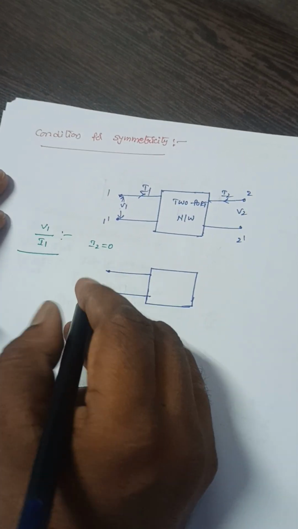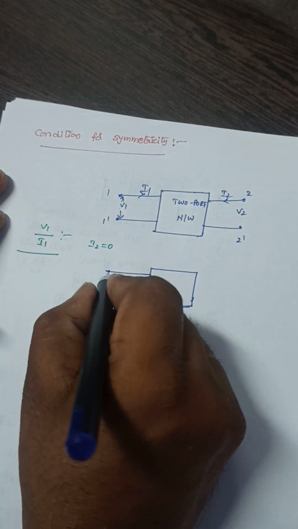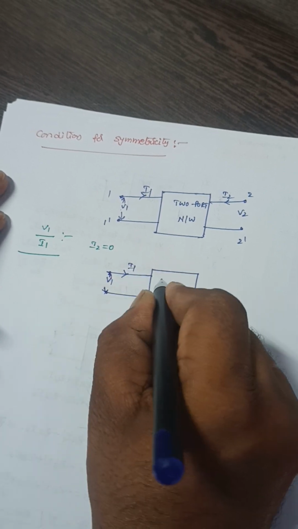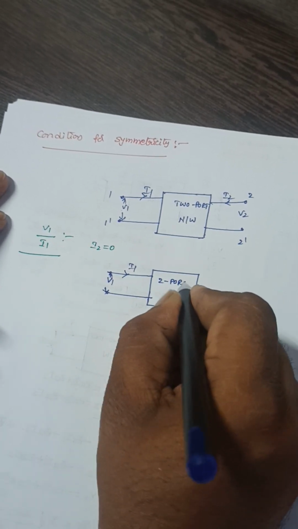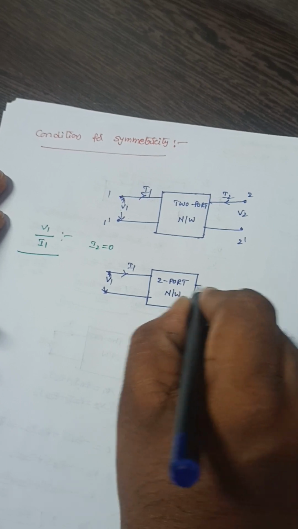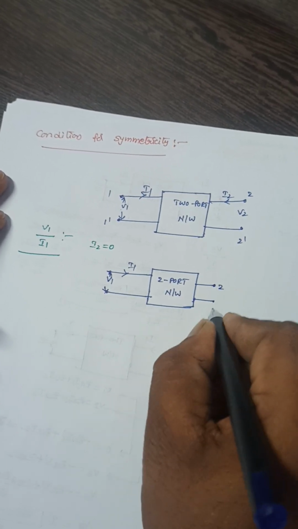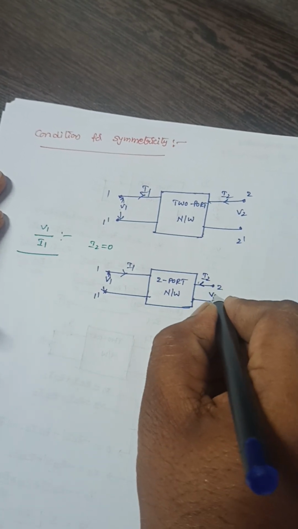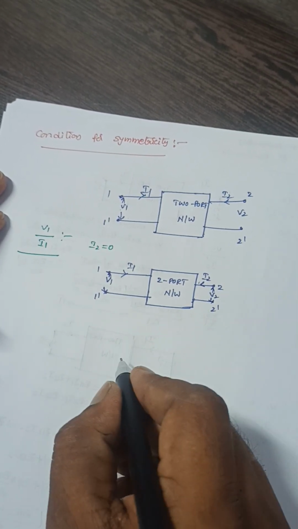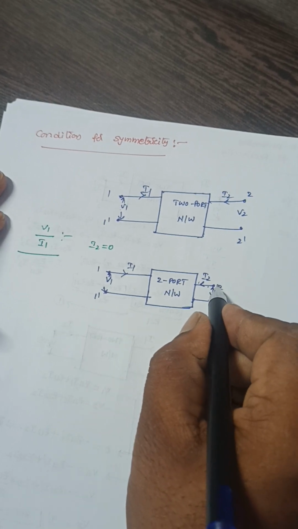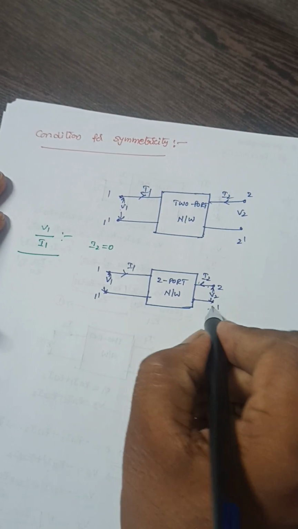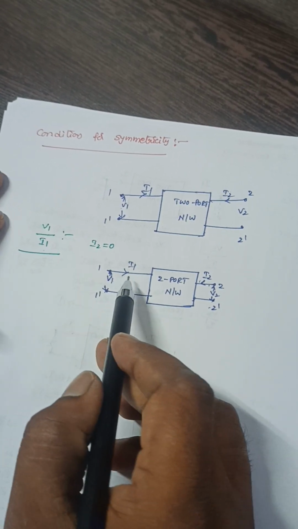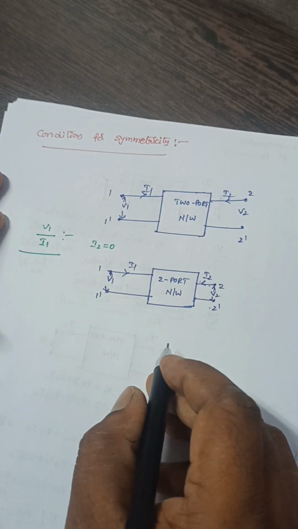So this is V1 and it is I1, same network. It is a two-port network, and this is 2 dash, 1 dash. It is I2, it is V2. So this second port should be open circuited while I am calculating the ratio of voltage to the current at this port. So V2 is equal to 0.